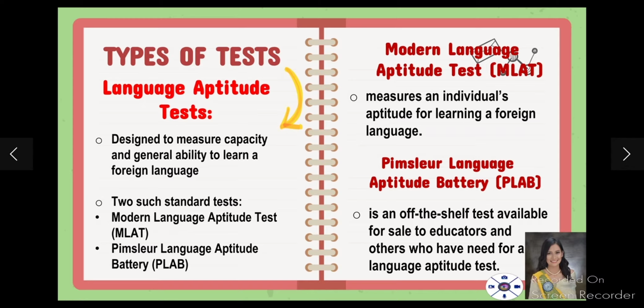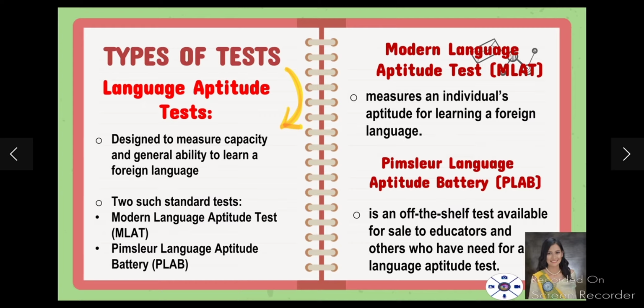So, unlike MLAT, PLAB language learning aptitude does not refer to the prediction of how well, relative to other individuals, an individual can learn a foreign language in a given amount of time and under given conditions. So that is their difference.